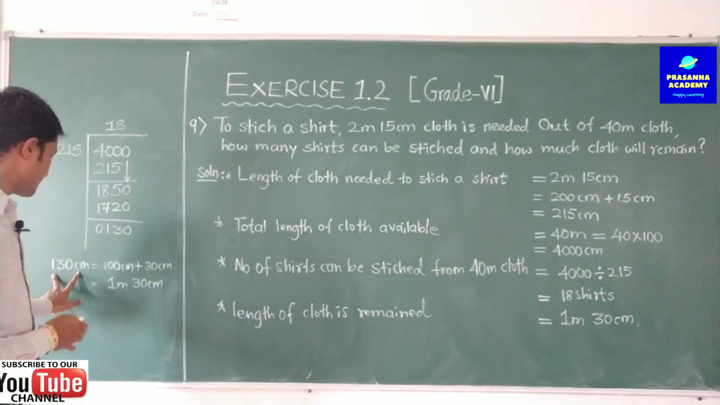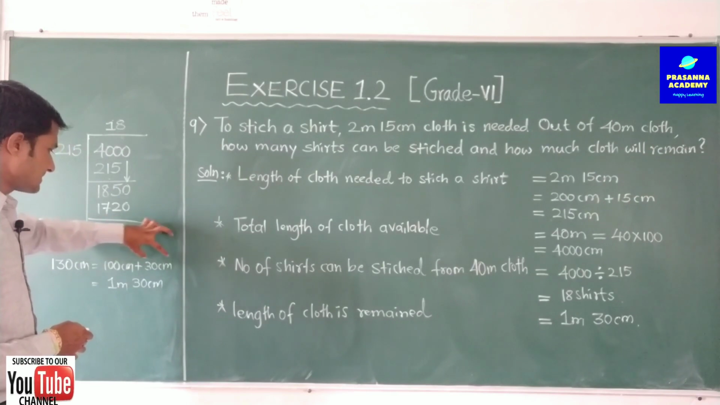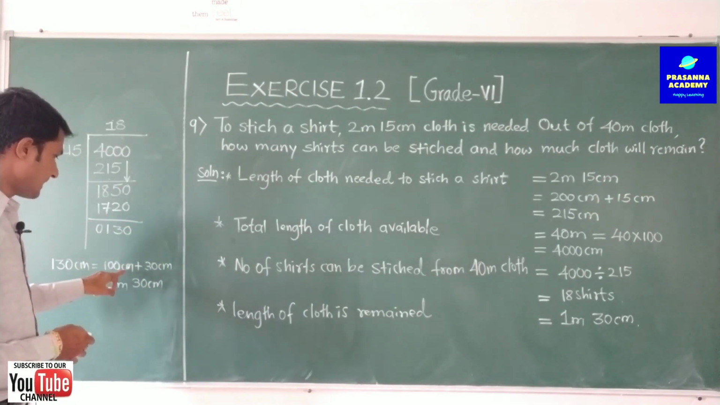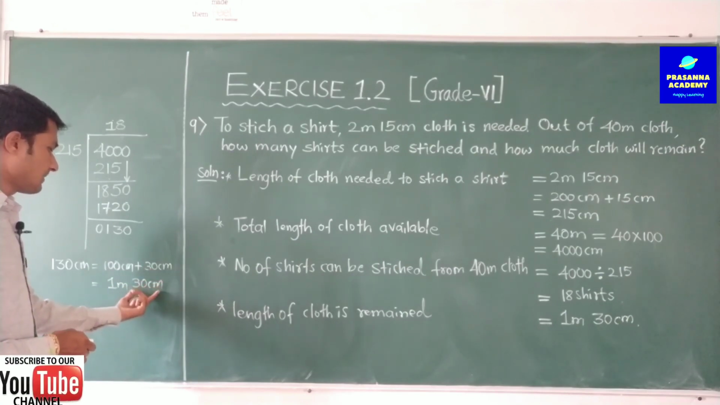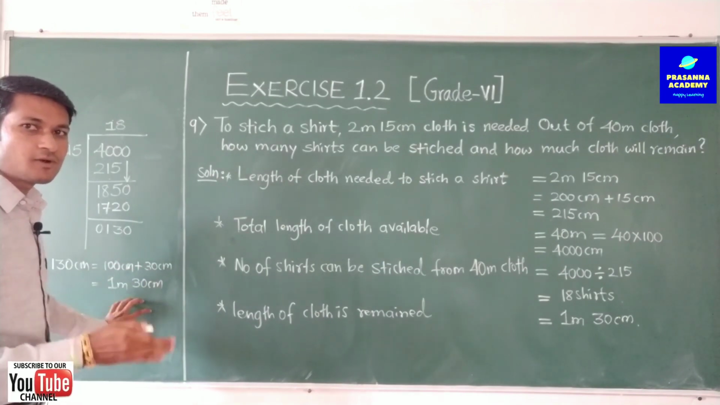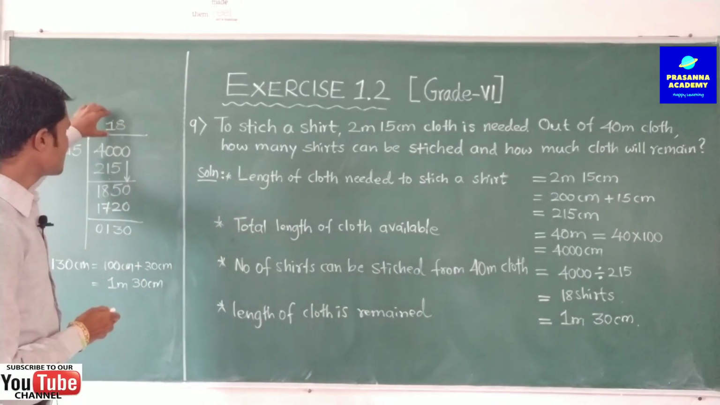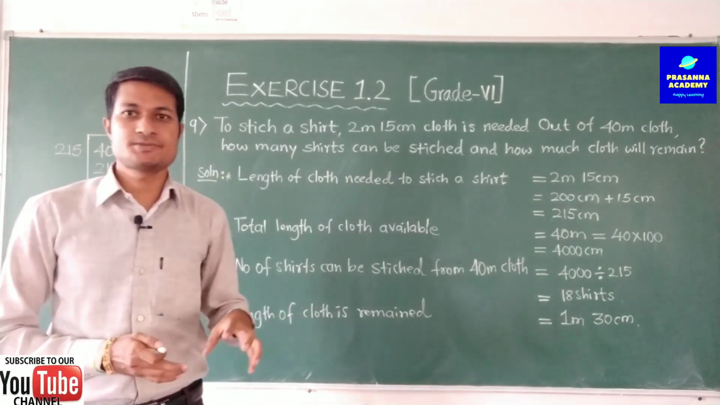Now I am going to split this 130 centimeter remainder as 100 centimeter plus 30 centimeter. By this 100 centimeter we can make 1 meter, and 30 centimeter will remain as it is. So this is the remaining cloth from the 40 meter cloth. And this quotient shows how many shirts you can stitch.